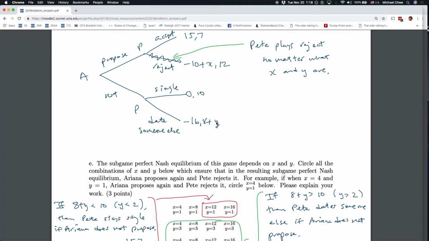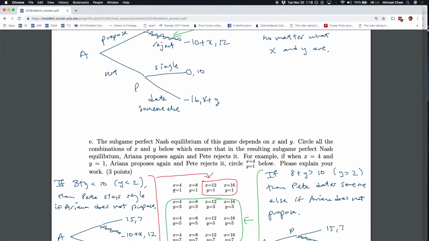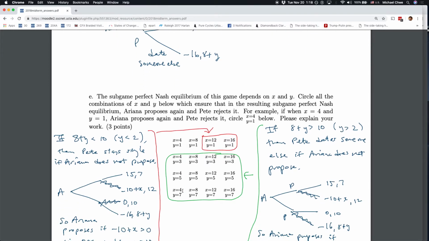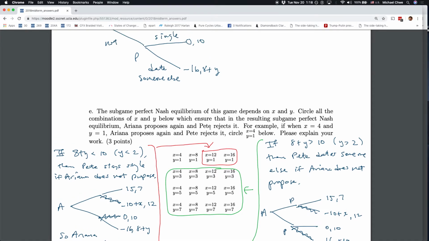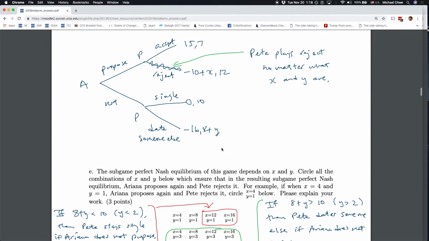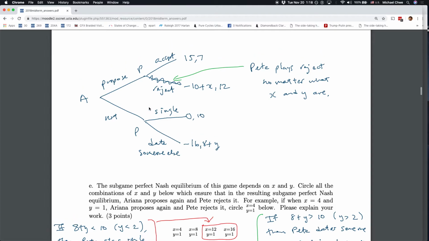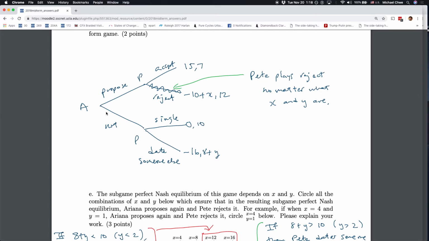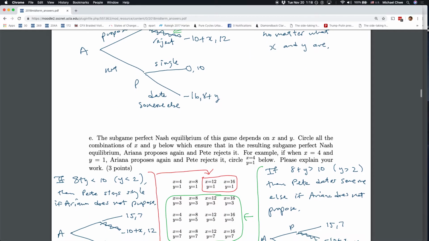Let me talk it through. The possible values for Y are 1, 3, 5, and 7. If Y is 1, Pete would remain single; if Y is bigger than 1, Pete would date somebody else. Let's take it step by step. If Y is 1, Pete does the single thing here. Then Ariana chooses between minus 10 plus X or 0. So minus 10 plus X has to be bigger than 0, meaning X has to be bigger than 10.